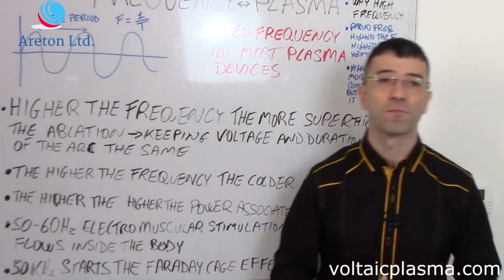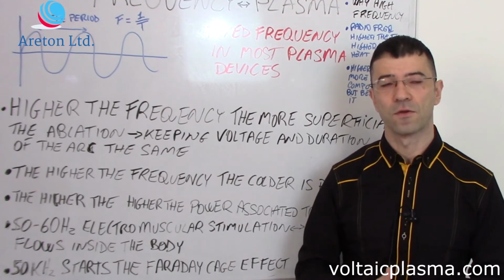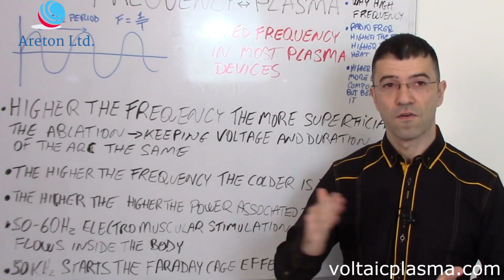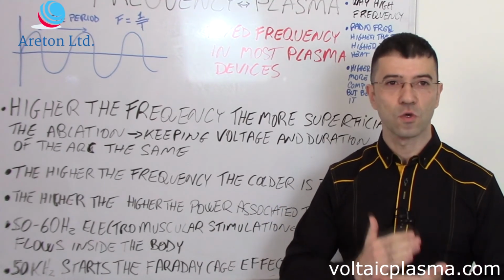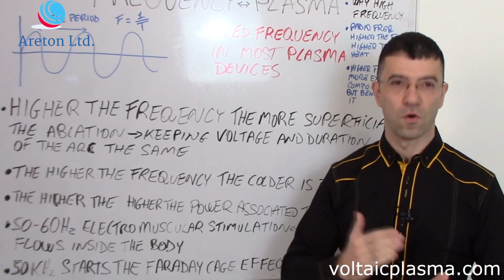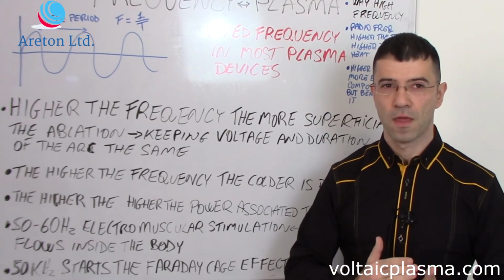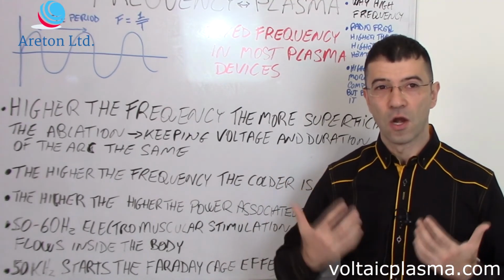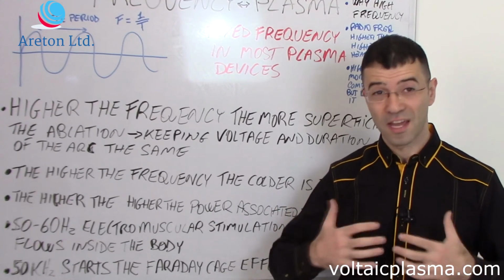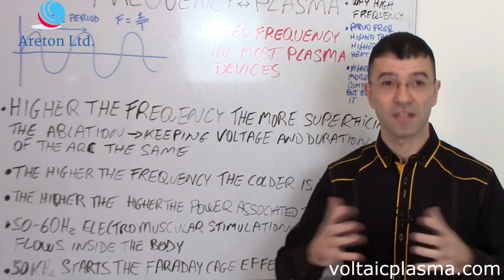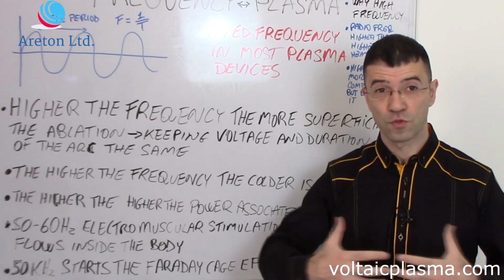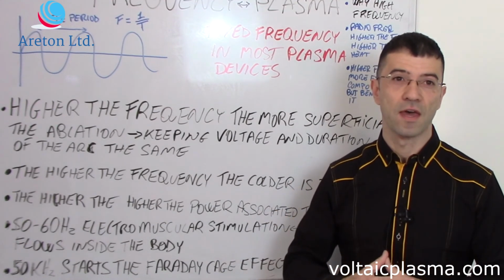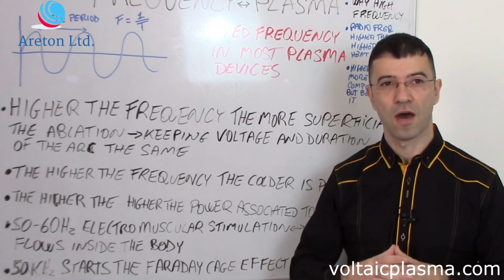Another very important point to take into account is that as the frequency is increased, the power associated with that electrical arc or plasma is increased as well. However, the higher the frequency, the lower the effect on the skin, because again of that Faraday cage effect. The Faraday cage effect is when the current flows through the surface of your body or the surface of an object, and this is exactly what happens.